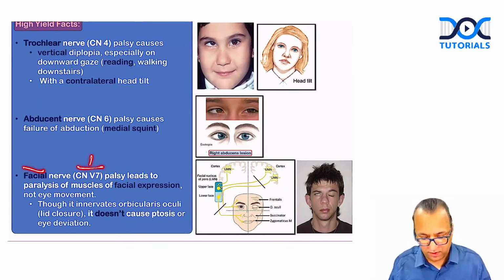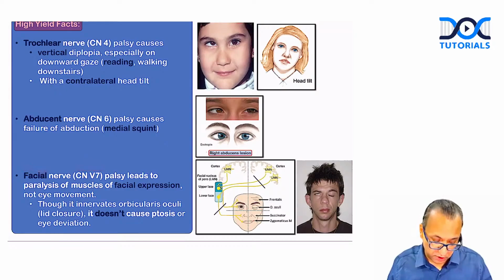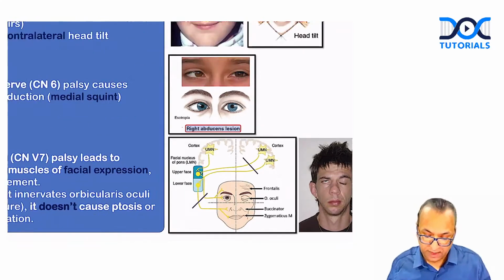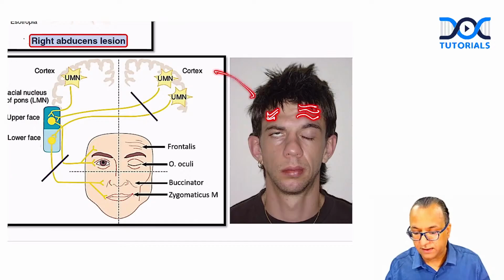What about the facial nerve? Facial nerve, we know it will not present with eye problems as such, except for lagophthalmos because orbicularis oculi is there. So in facial nerve palsy, the muscles of facial expression will be affected, not the eye movement. Though it is innervating the orbicularis oculi, and lagophthalmos will be there, it doesn't cause ptosis or eye deviation. So what happens in facial nerve lesion? You see the Bell's palsy, the wrinkling of the forehead is gone on the right side, right facial palsy, right Bell's palsy.